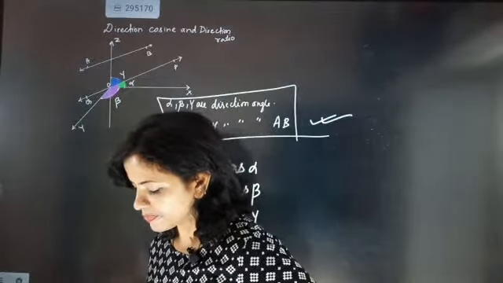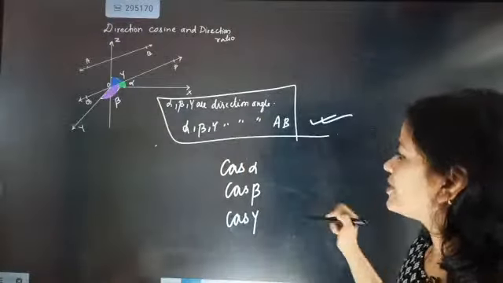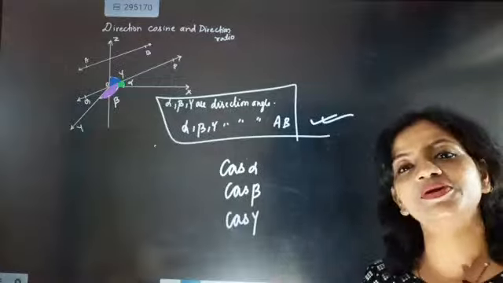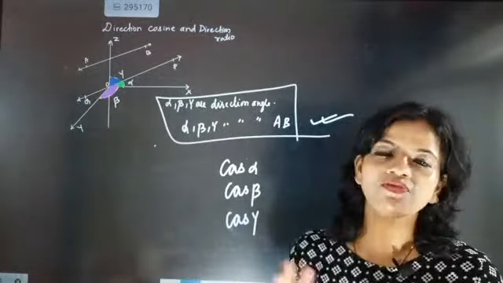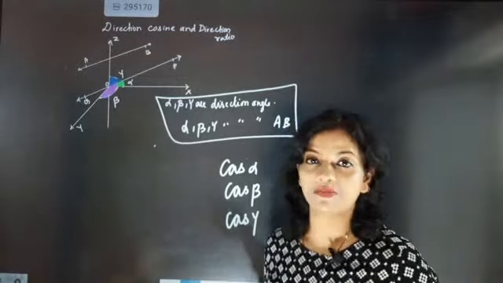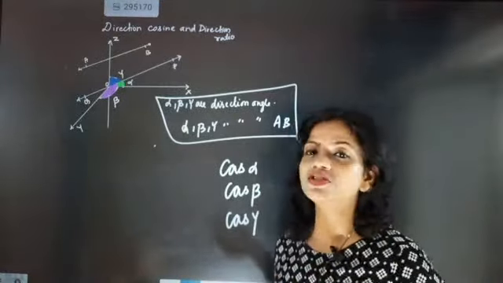Now, okay? Fine. Now listen, beta. What is the direction cosine? Direction cosine will be cos alpha, cos beta and cos gamma. So cos alpha, cos beta and cos gamma are the direction cosines of AB.